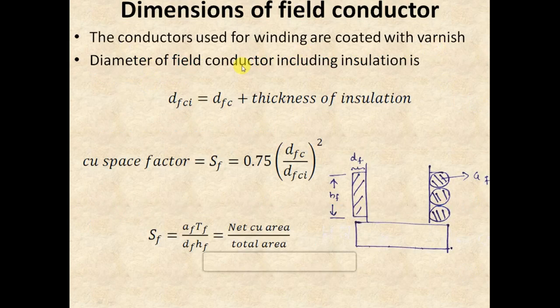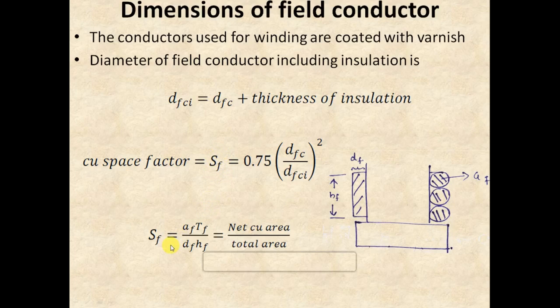Therefore the diameter of field conductor, while considering this varnish insulation, also will be the sum of the diameter of field conductor and the thickness of the insulation. Next we are going to define copper space factor. It is given by the relation 0.75 into the square of the ratio of the diameter of field conductor excluding insulation to the diameter of field conductor including insulation. It is usually represented by SF.